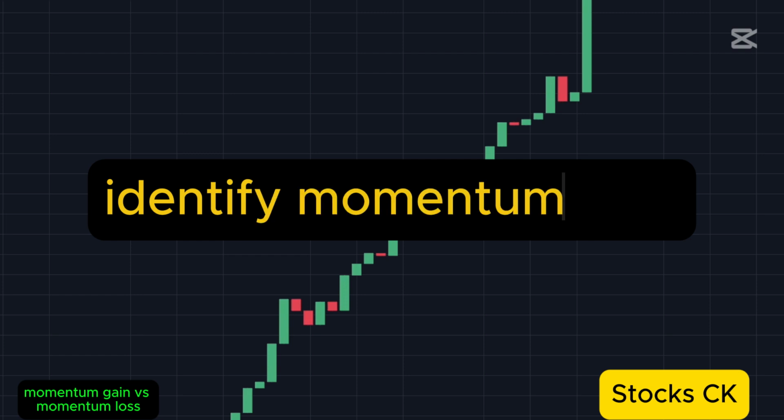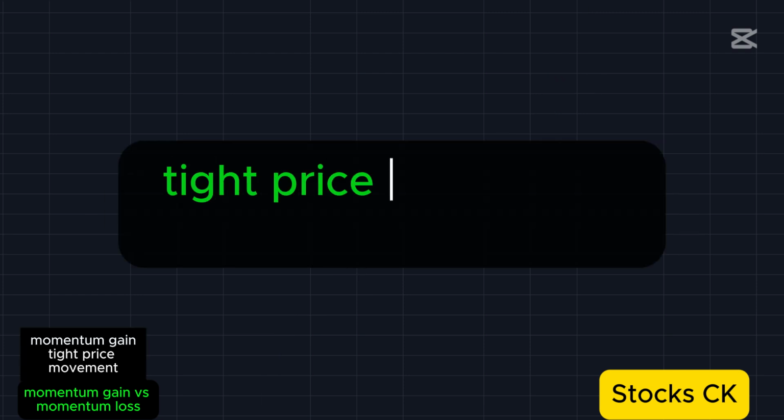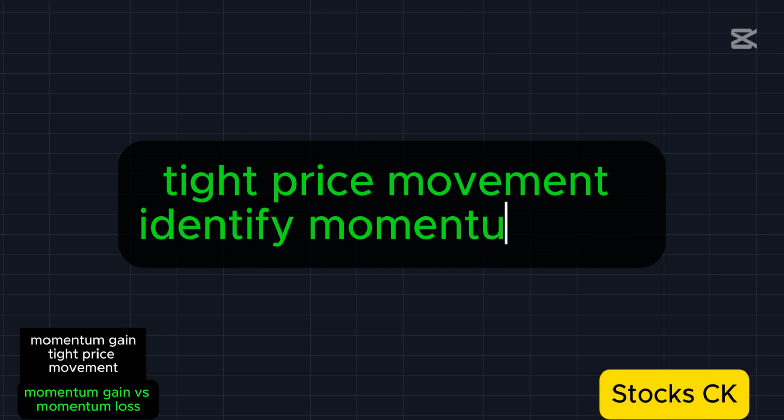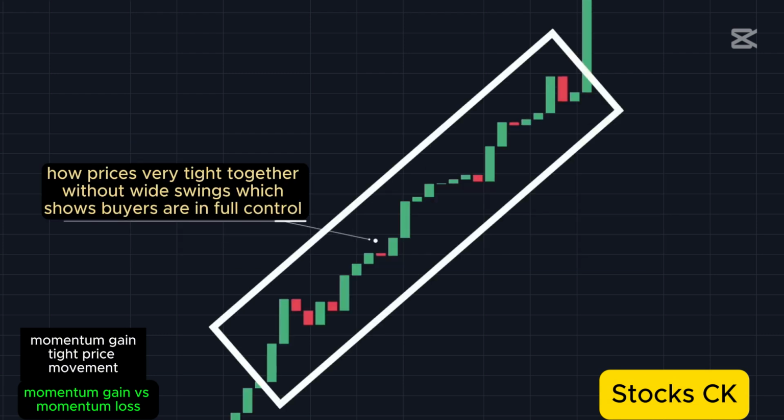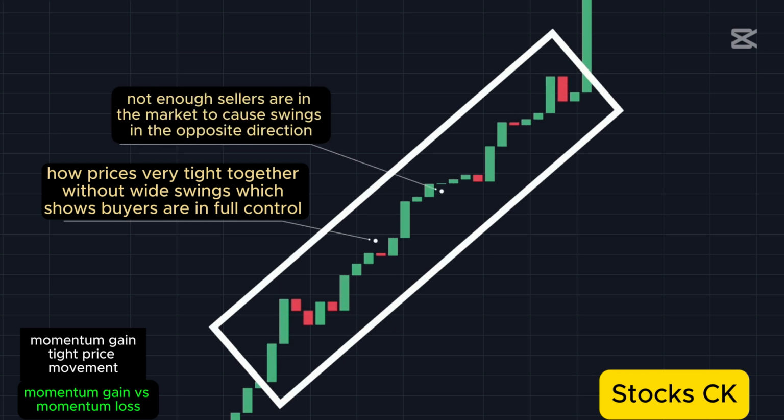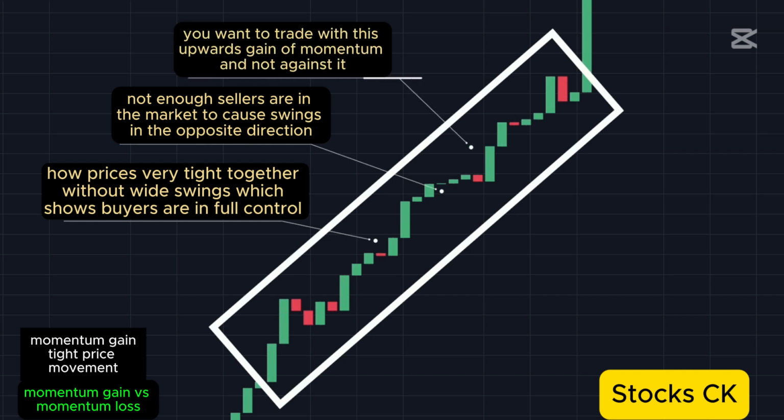Starting with how to identify momentum gain. First, look for tight price movement without large swings. In an uptrend, notice how price is very tight together, without wide swings, which shows buyers are in full control, and that not enough sellers are in the market to cause swings in the opposite direction. You want to trade with this upwards gain of momentum, and not against it.